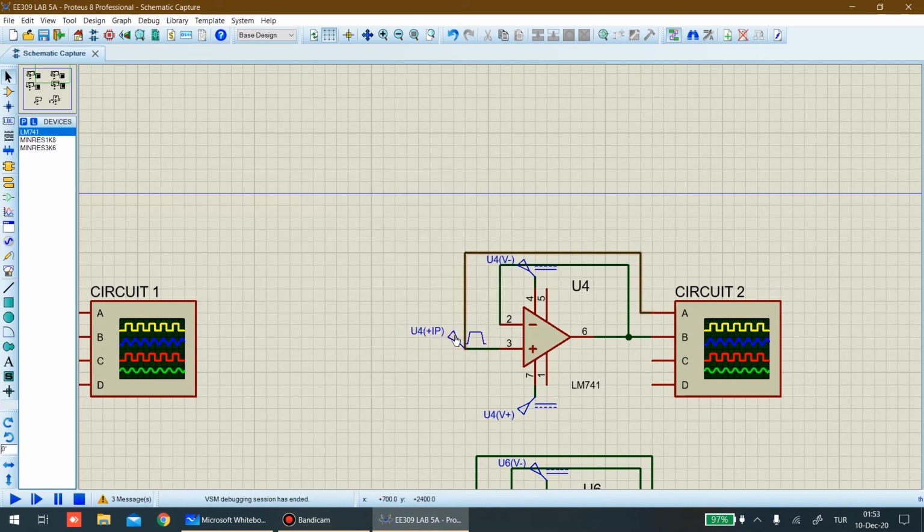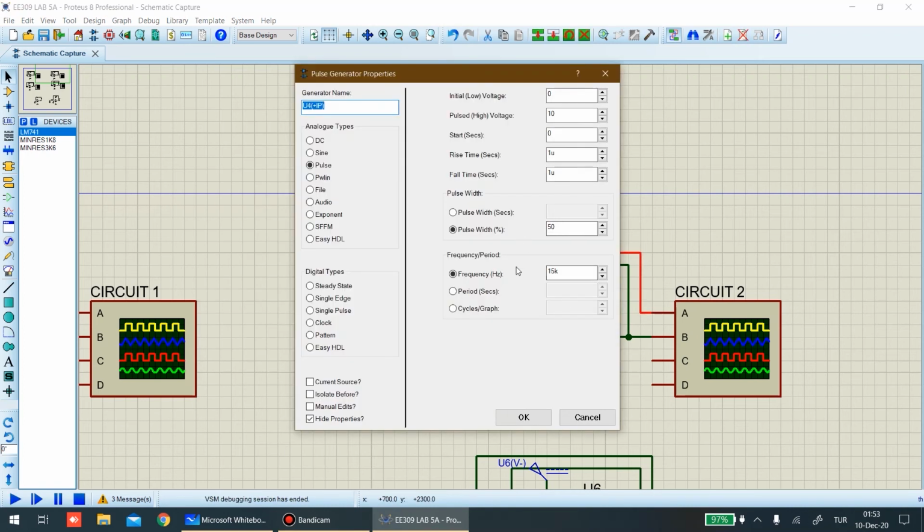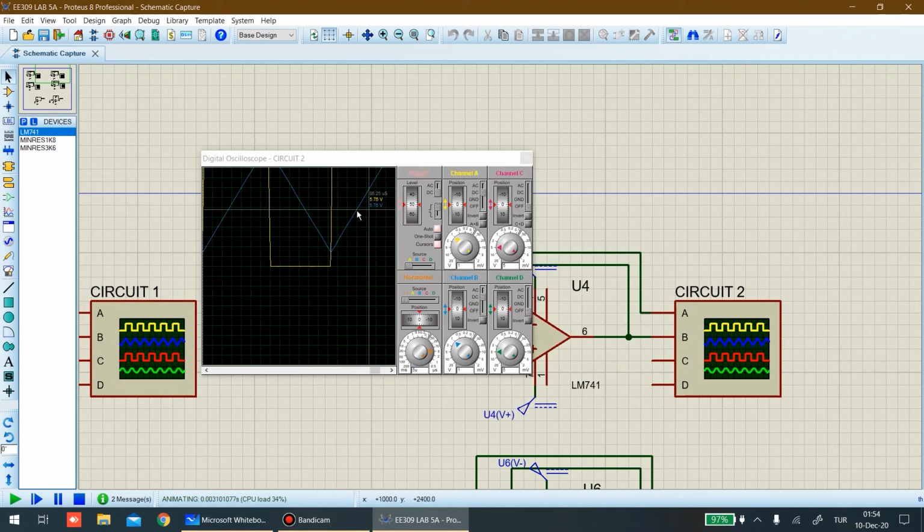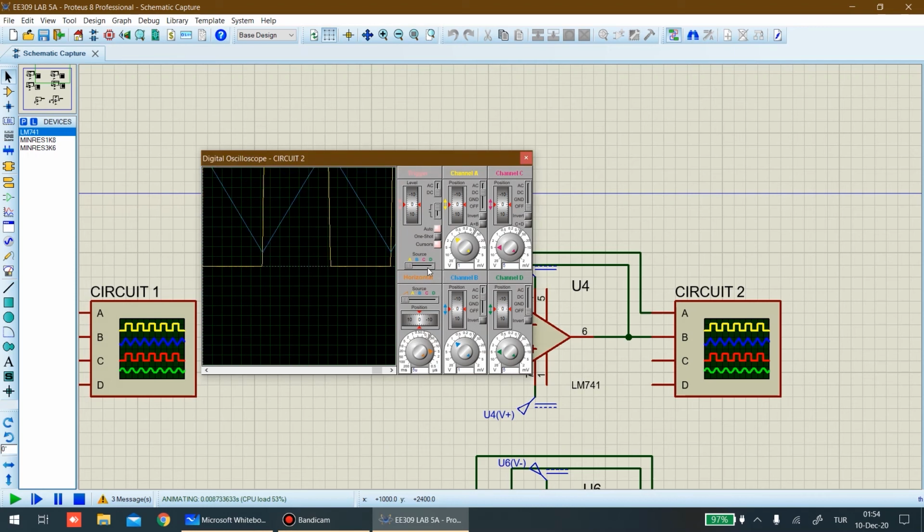What if we increase the input voltage at this time? Again, it cannot reach the maximum or the minimum value of the input signal.